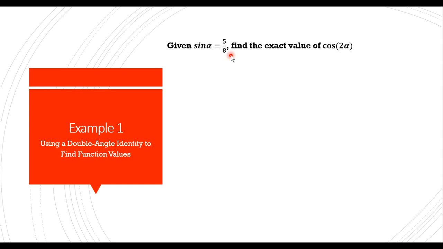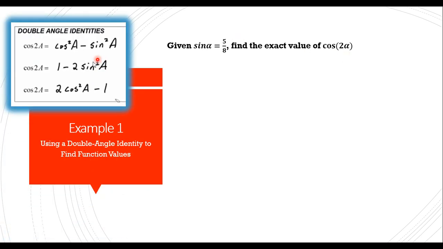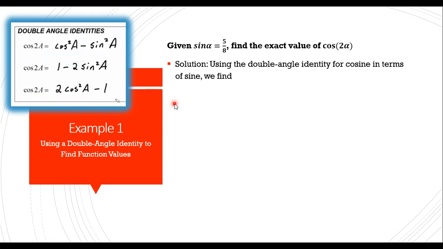5/8, that ratio. We need to find the exact value of cosine of 2 times that angle. So sine of one angle is 5/8. What is cosine of double that angle is what we're really asking here. So let's jump into it, shall we? I'm going to throw up the double angle identities here just because we're going to reference them.